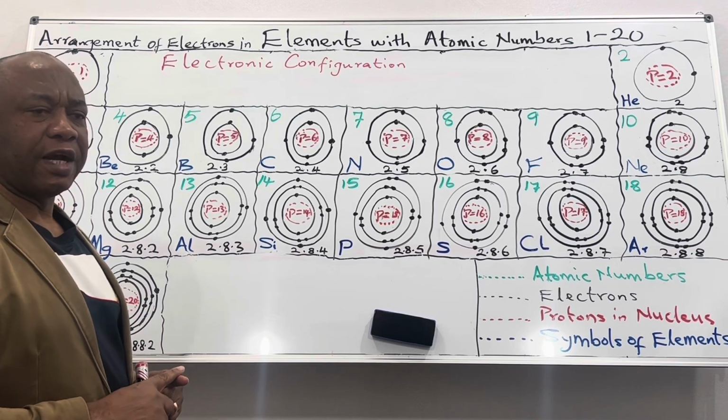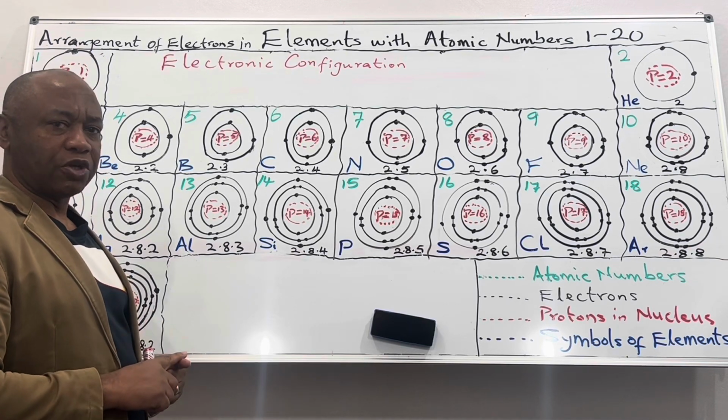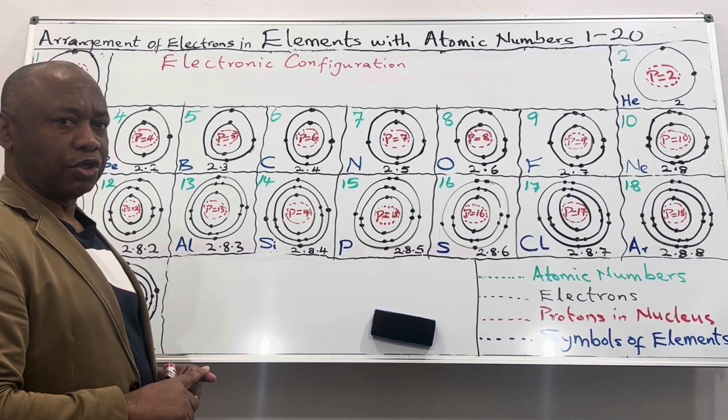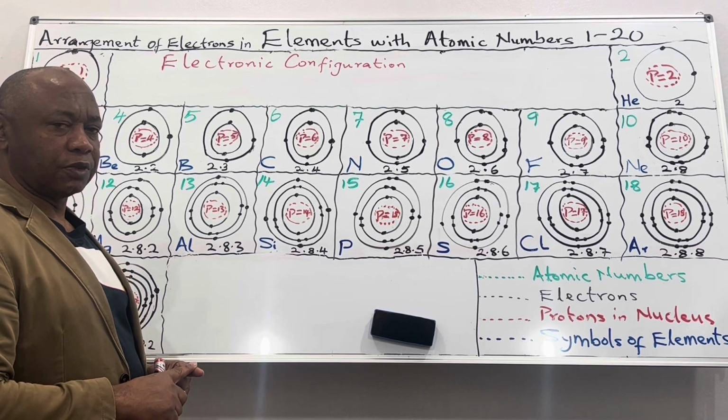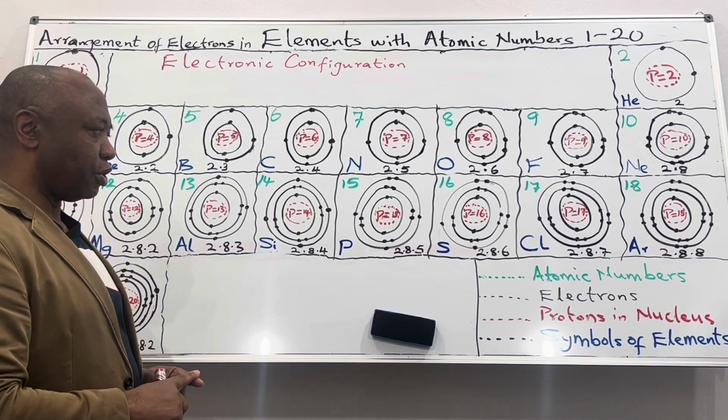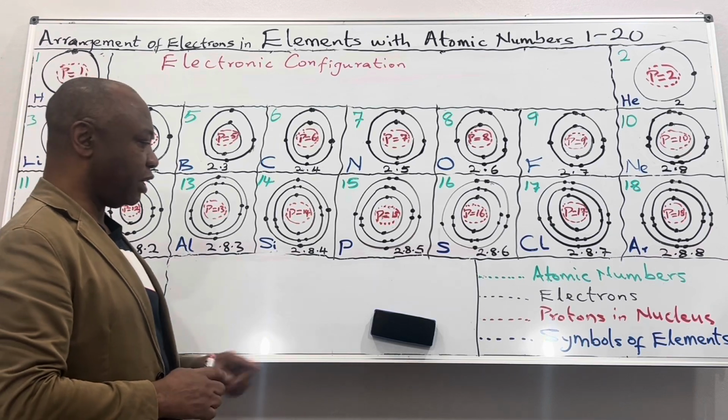For any given element, the atomic number is equal to the number of protons, and the number of protons is equal to the number of electrons.